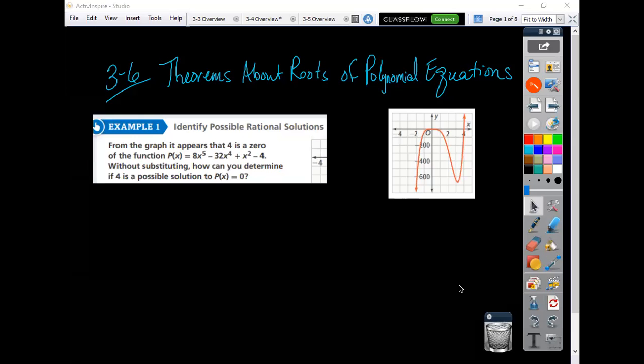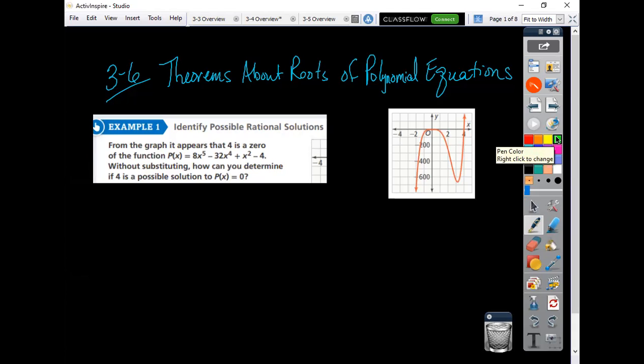All right, lesson 3-6, different theorems about roots of polynomial equations is the title of it. So the first thing, from the graph over at the right, 4 is a 0, but we have a degree 5. So how can you determine if 4 really is a 0 without just plugging it in?